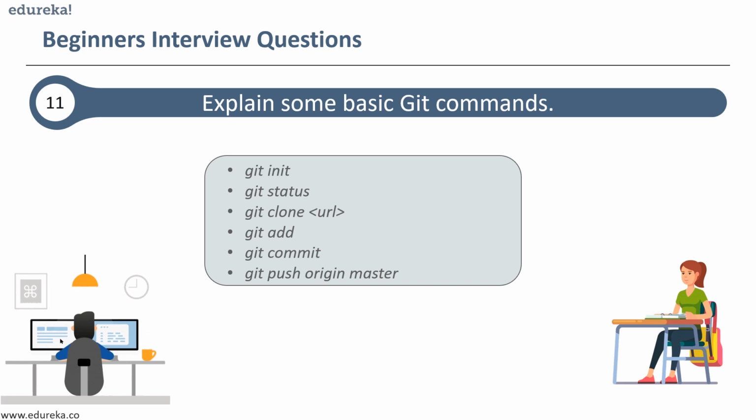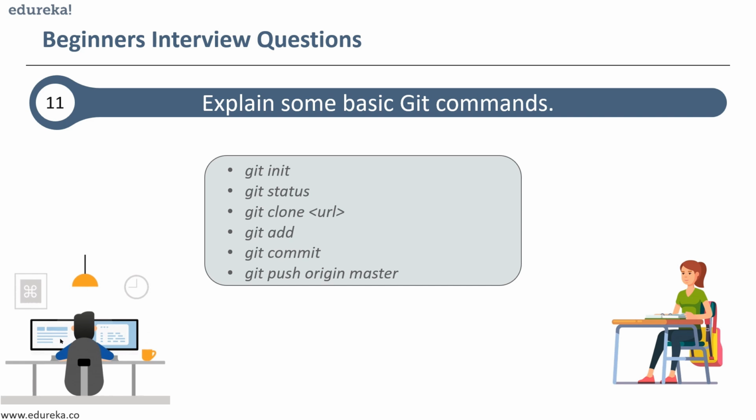As you can see here on the slide, these are some basic Git commands that you should be aware of. The first command is the git init command. As we have already seen what a repository in Git is, this command is used to create a new local repository. The next command is the git status command. This command lists the files that you have changed and those you need to add or commit. The next command is git clone. This command creates a working copy of a local repository, and the syntax is git clone and the URL.